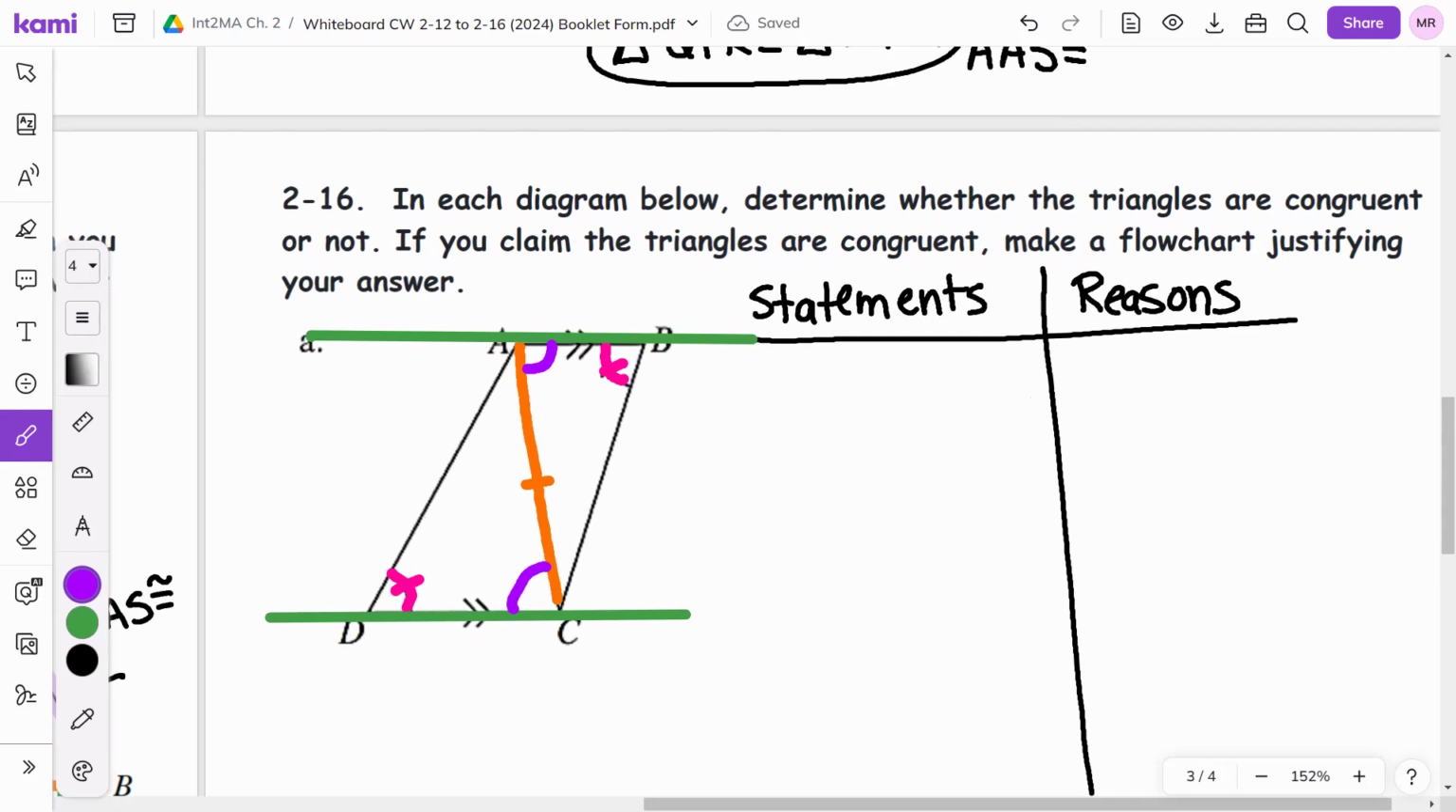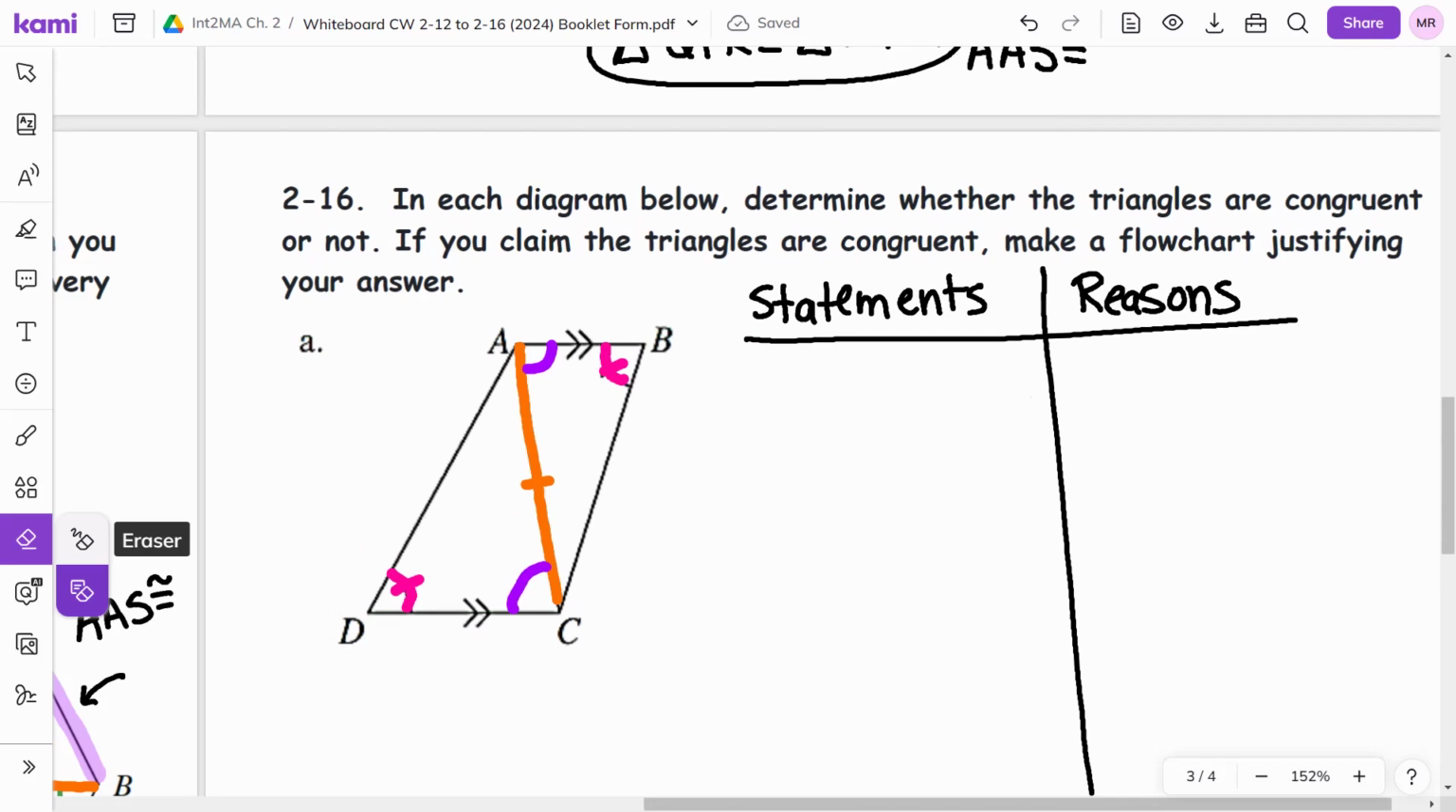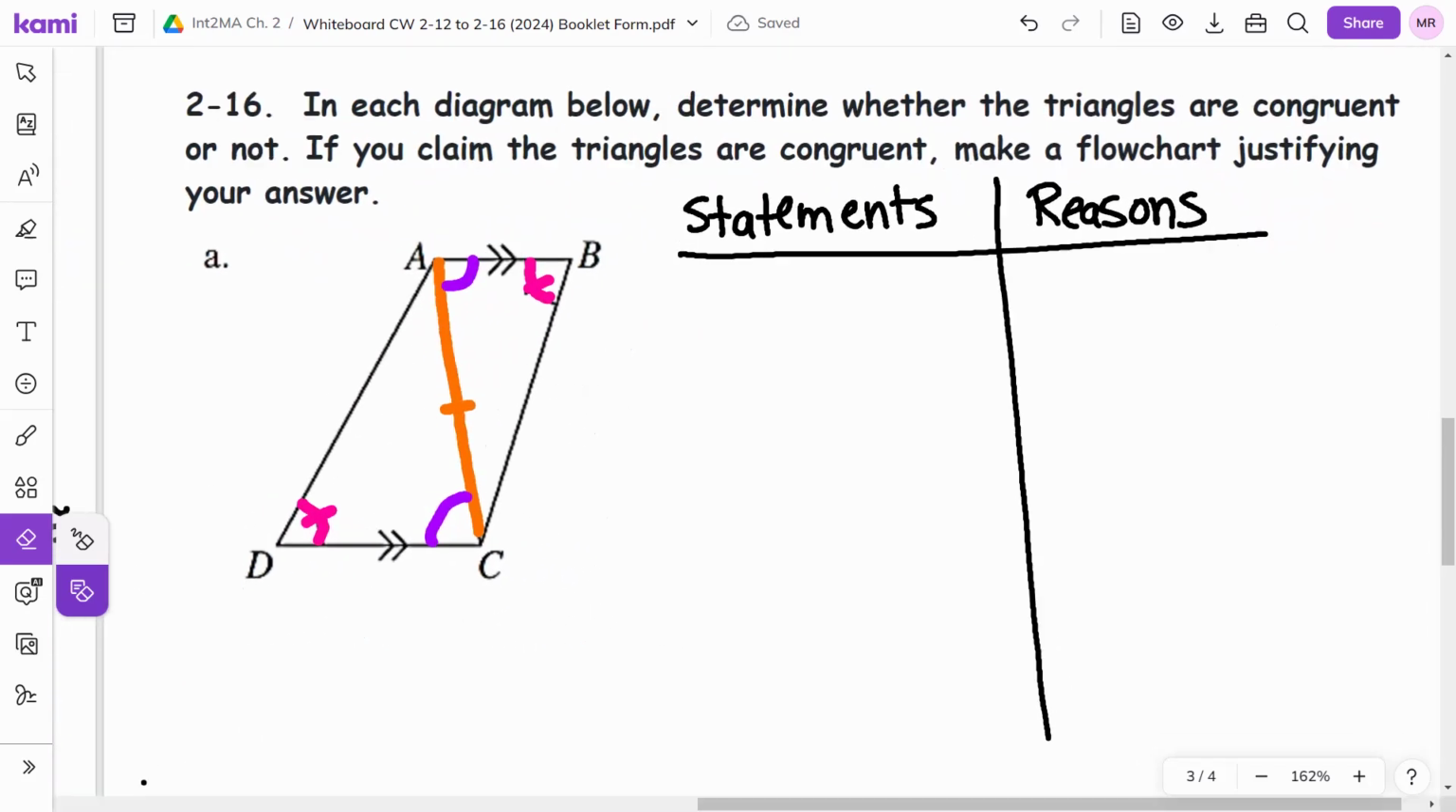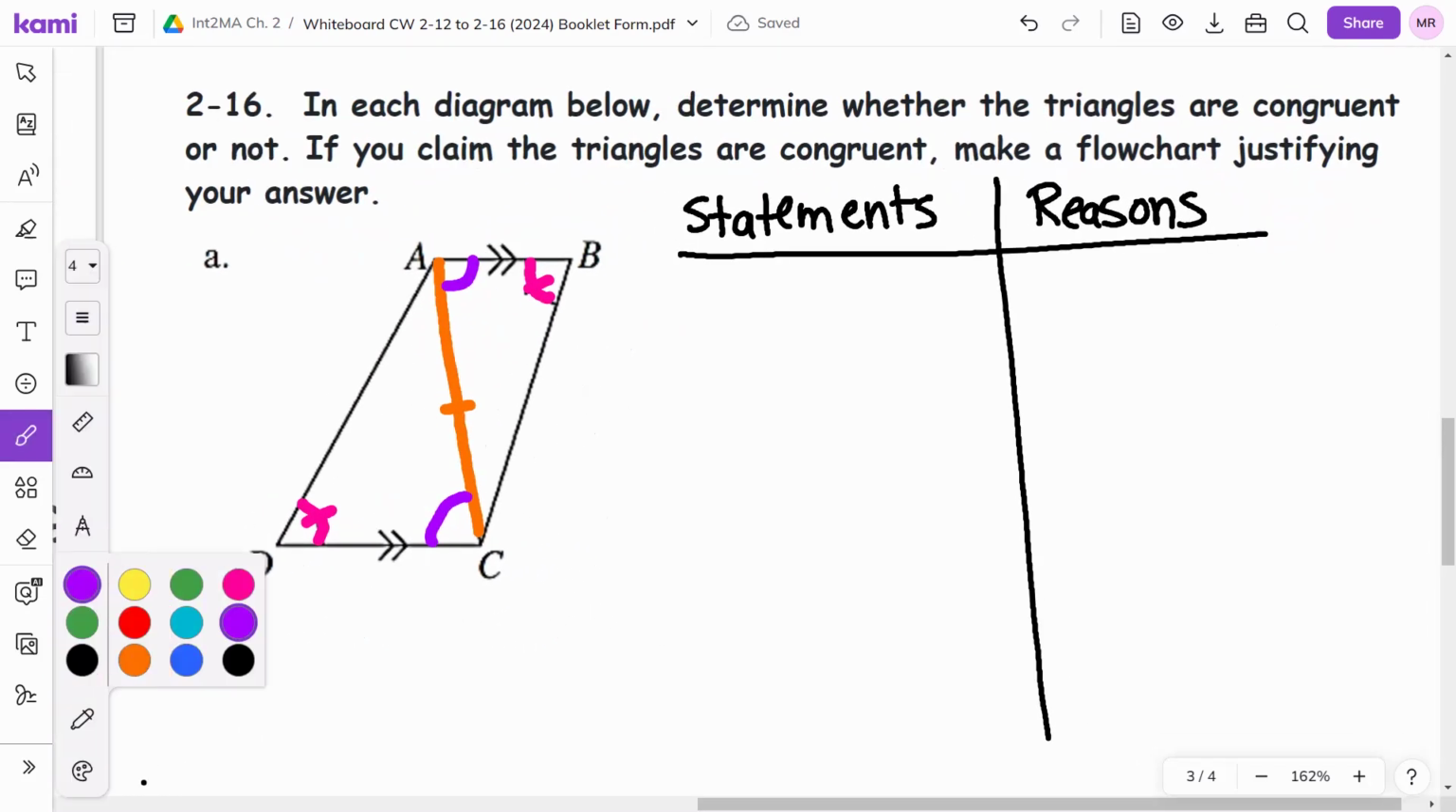So we just get rid of those. So what I'm going to say here is a couple things. I can say, number one, I'm just going to write that a little smaller, sorry. Number one, angle B is congruent to angle D. Reason: given.